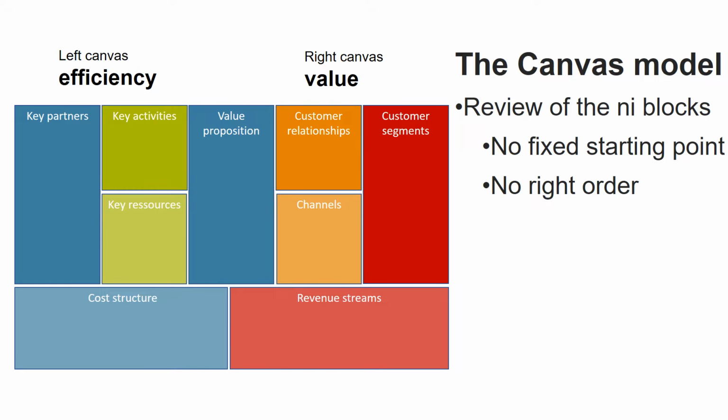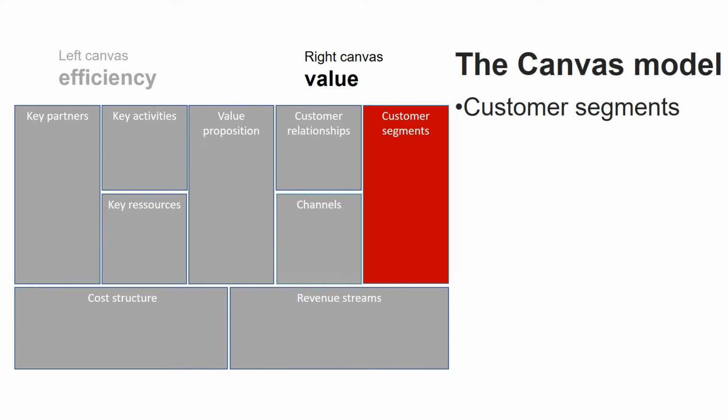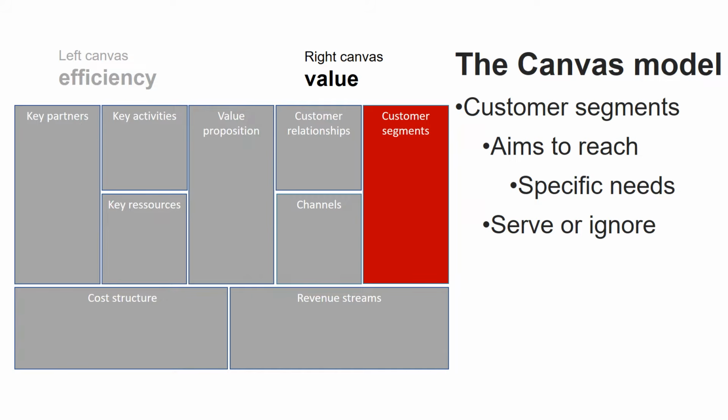There is no fixed starting point in the model, and there is no right order. But it feels right to begin with the building block customer segments. Without customers, there is no business. You have to ask yourself which groups of people or organizations your business aims to reach or serve. Each group of people or organizations must have specific customer needs. You must make a conscious decision about which segments to serve and which segments to ignore.